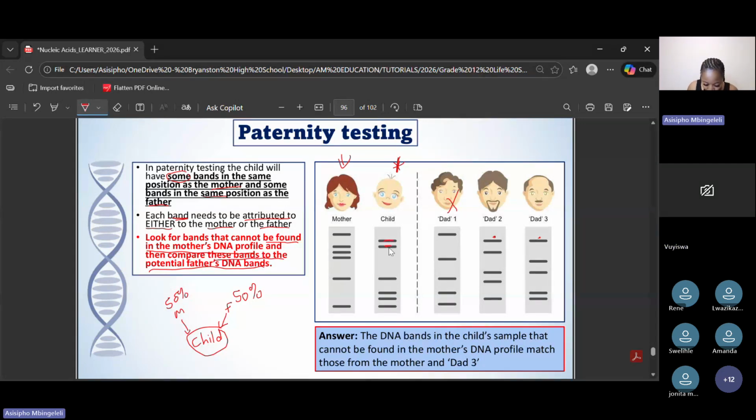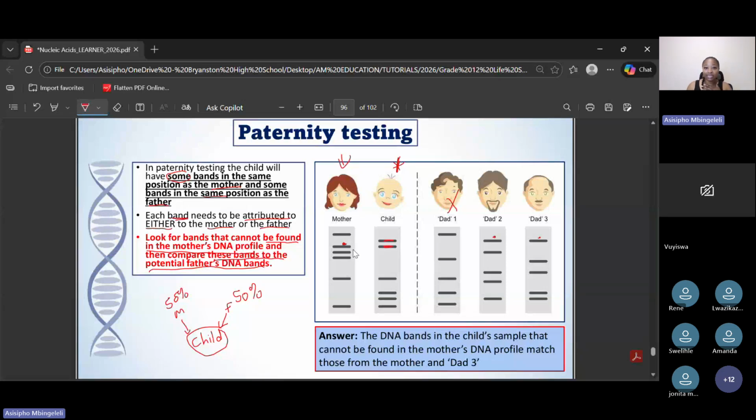Do we get this band from the mother's DNA profile? Yes or no? Yes. So we stop here. We found it in the mother. Do we need to look for it from the father's side? No, we don't. We found it. Remember, a band needs to be accounted for by either the mother or the father. So if we already have it in the mother, we're not going to look for it in the father.